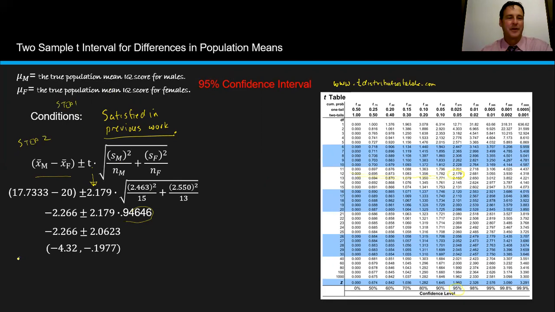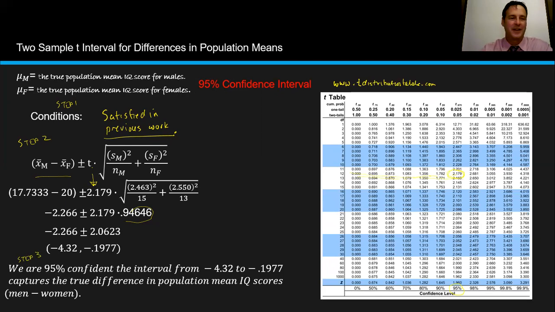This is your step 3, writing a good sentence. So if it's a 95% confidence interval that we're seeking, we'll say this: we're 95% confident the interval from negative 4.32 to negative 1.977 captures the true difference in population mean IQ scores. And notice I showed the direction, men minus women.